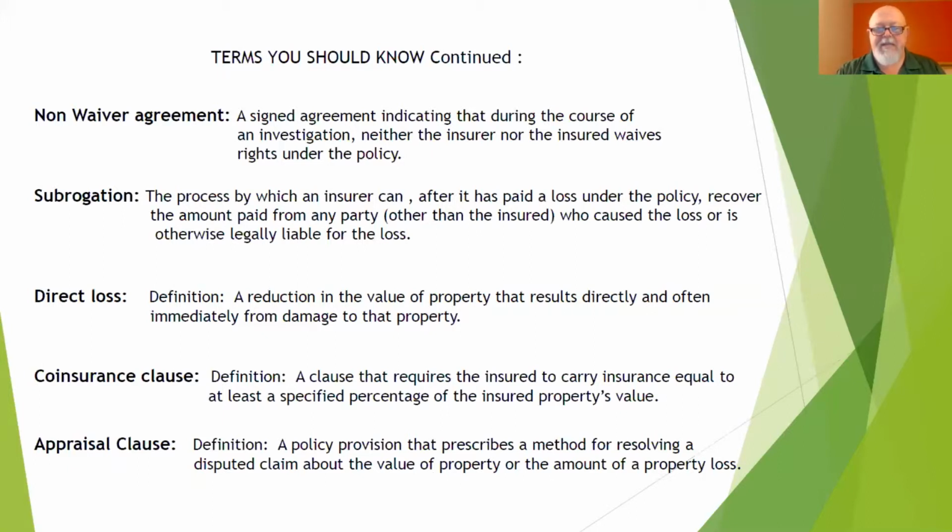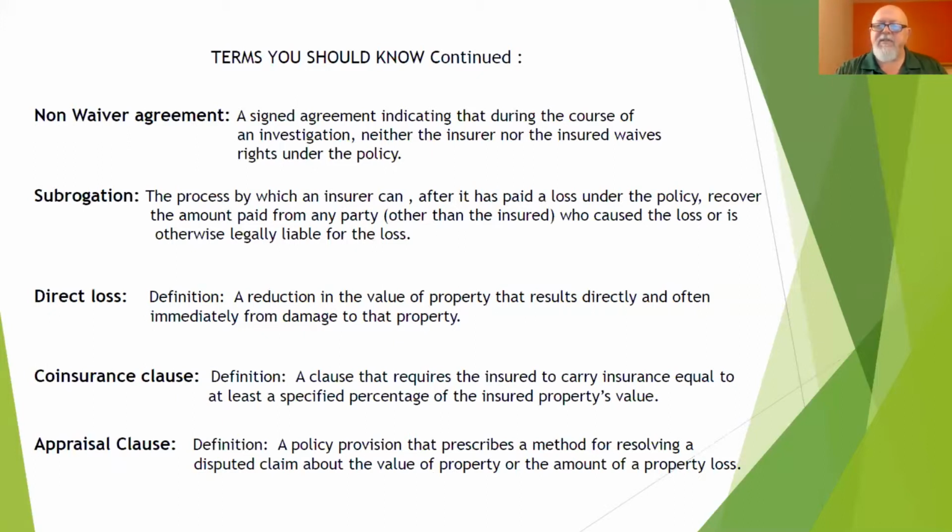A direct loss, that's usually the damage. We call it damage. It's the reduction in value of the property. So if a hardwood floor is gouged, that's a direct loss. In other words, that has damaged the value of that whole property because of that loss.